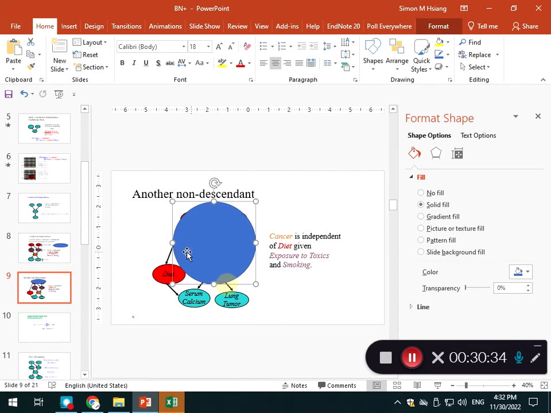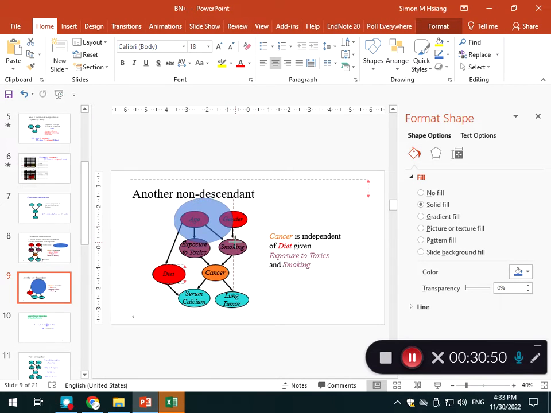I can treat this whole thing as one block, one big blob, and all I know is that this big blue block influences my diet, but also influences this. So cancer is independent of diet, given I know the exposure and smoking. Why is that?